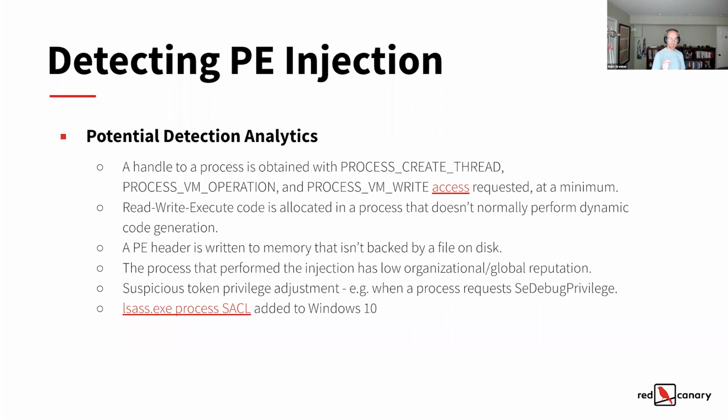Lastly, a very specific detection analytic that's available out of the box in Windows 10 is that there's a SACL that is now applied to the LSASS process at startup. So whenever any process does get a handle to LSASS, so if malware was to, say, attempt to dump credentials from that process, there would be an event log entry for that. So that's, yeah. Was there a question?